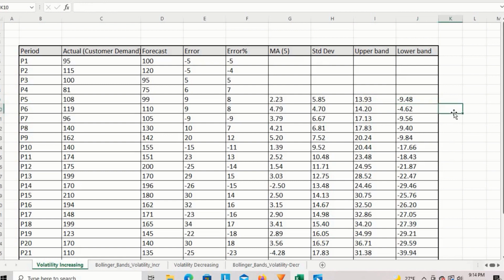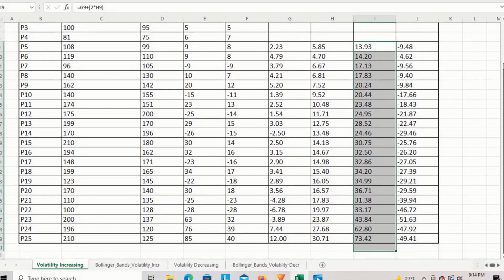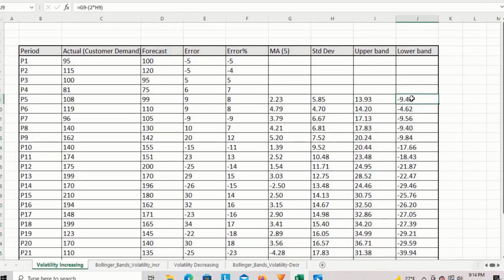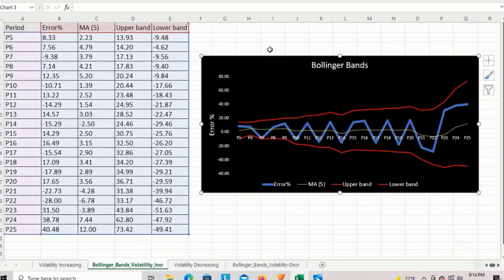Okay, so that's what I did here. See, average G9 is an average plus 2 standard deviation. Okay, and I drag this formula to all the 25 periods, and same for the lower band. So once we draw Bollinger Bands using these 4 parameters, let me show you in the other tab. It will look like this.